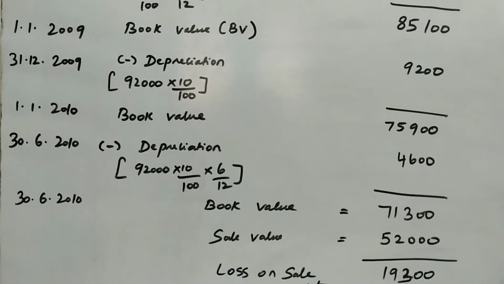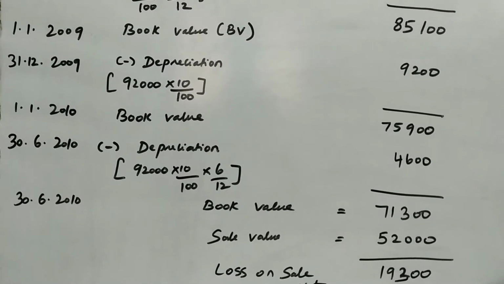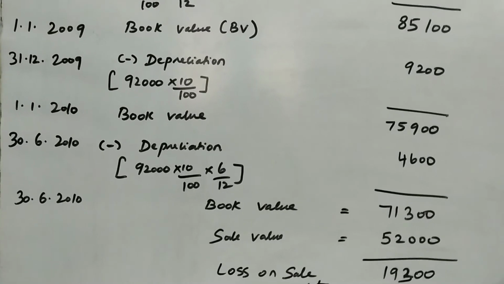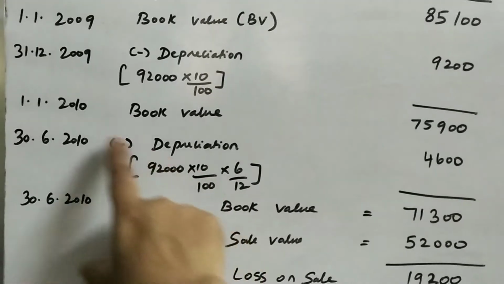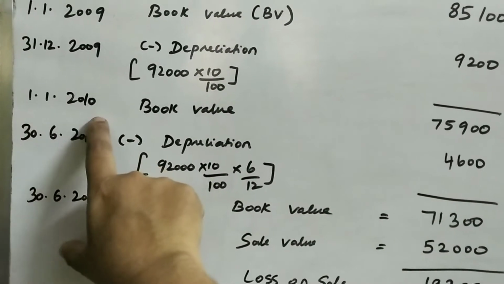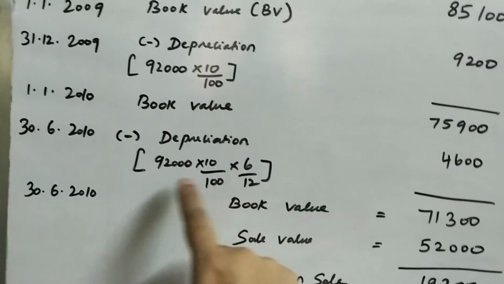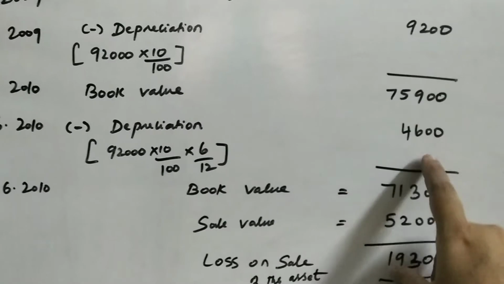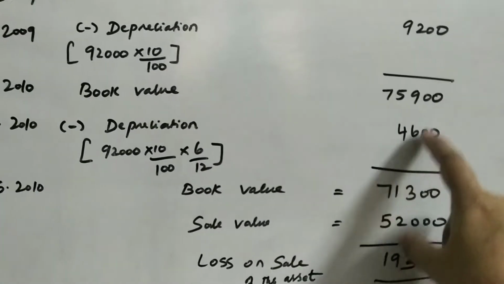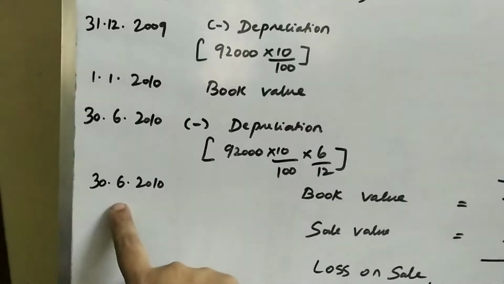Now, on 30th of June 2010, they are going to sell that asset. So we need to provide depreciation till the date of sale. That's why we are providing the depreciation for 6 months, from 1/1/2010 to 30/6/2010. So 92,000 into 10 by 100 into 6 by 12. We are getting 4,600. This is the book value on the date of sale, 71,300.